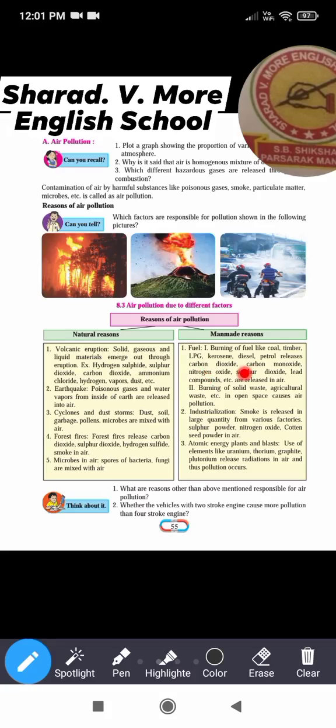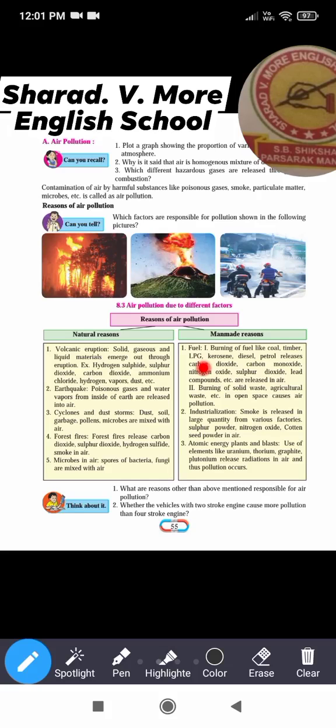Now, we have to see the man-made reasons for air pollution. First one, fuel burning. Now what is the fuel? The substance which on burning produces energy is called a fuel. For example, diesel, petrol, kerosene, coal, natural gases. Natural gases involve methane, ethane, propane, butane. These all are the fuels.